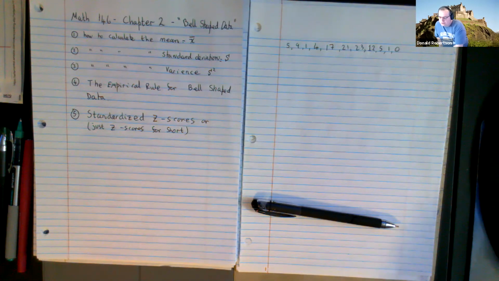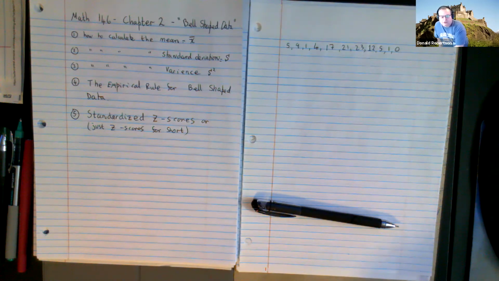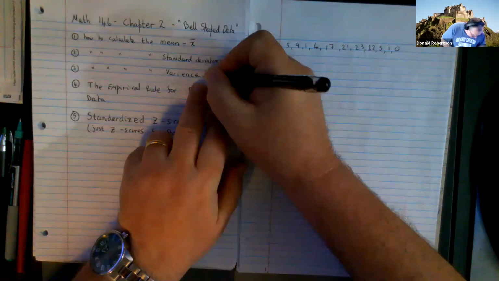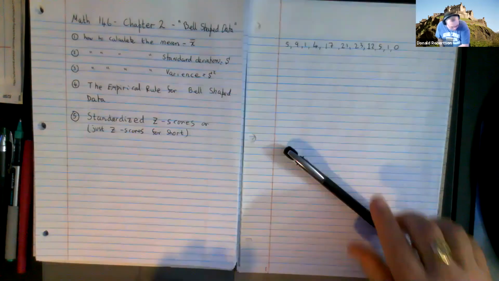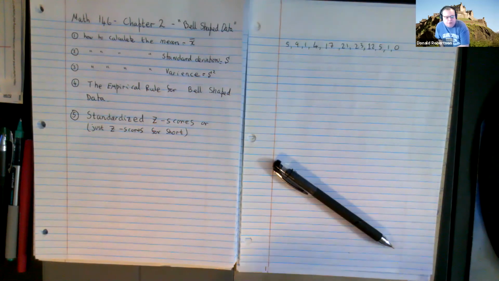So it depends, if you go looking at another video or something, they might call the standard deviation SD, short for standard deviation. And then we've got a thing called variance, which is typically called S squared, but they may have other names for it if you go looking. And then we're going to look at a thing called the empirical rule, and it should be used only for bell-shaped data. I guess I should talk about what bell-shaped data is as well.